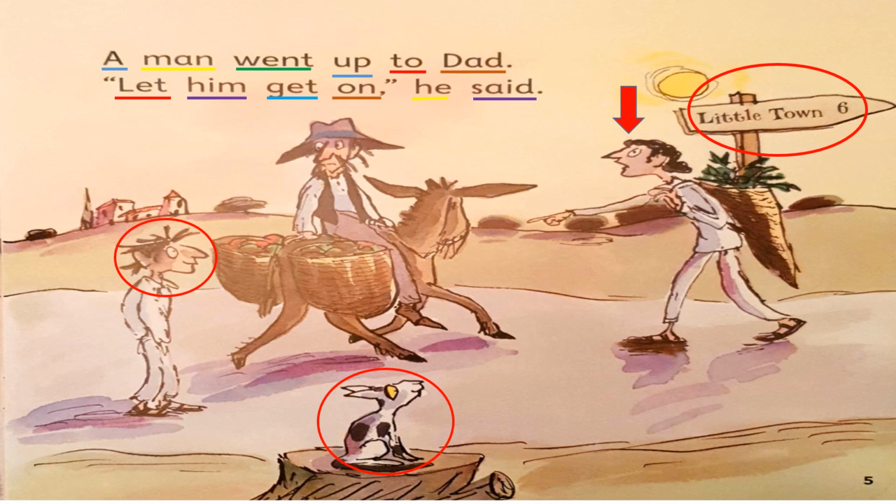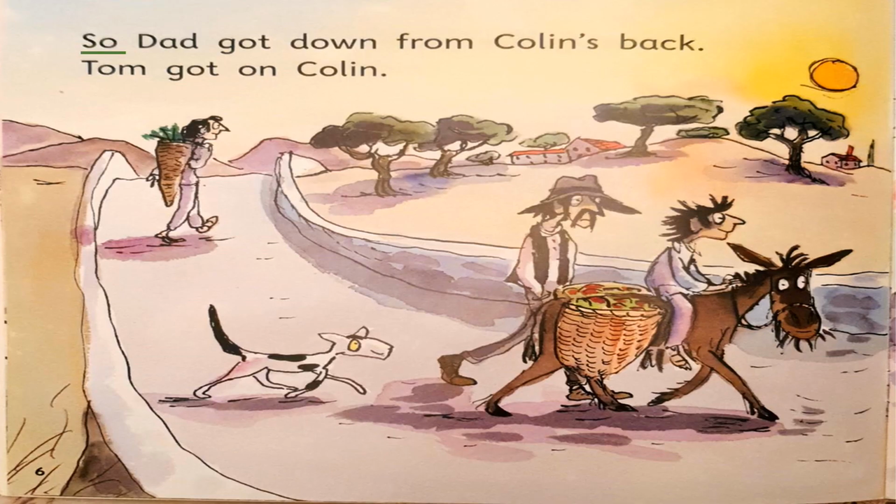Now the sign says that they need to walk 6 miles till they reach Little Town. So Dad got down from Colin's back. Tom got on Colin. So Dad got off from Colin's back, and now Tom is on top of Colin. Here is the cat, and here is the man who was on the road. He is walking away.